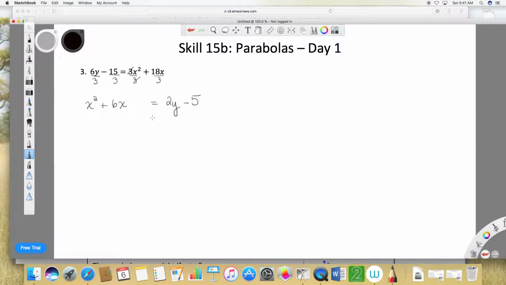Sorry about that. So now, to get this in standard form, I need to complete the square. So half of 6 is 3, and 3 squared is 9. So if I add 9 to the left-hand side, then that will make this trinomial a perfect square. I can easily factor that as (x + 3) quantity squared. Now, since I added 9 to the left-hand side, to balance the equation, I'll add 9 to the right-hand side.